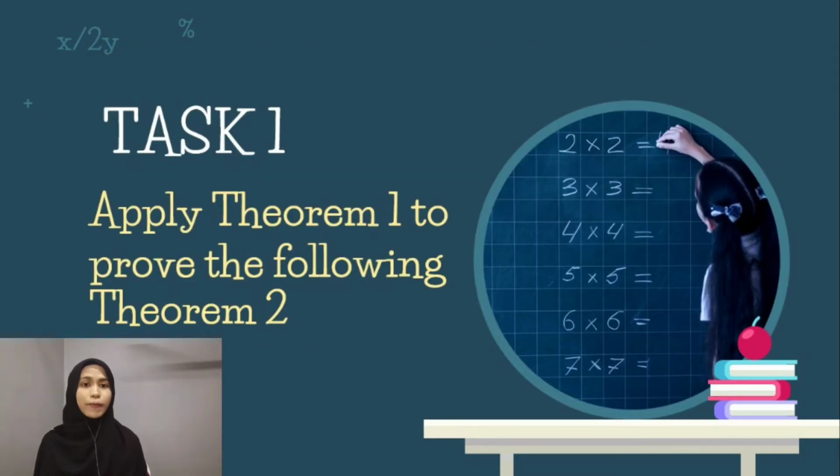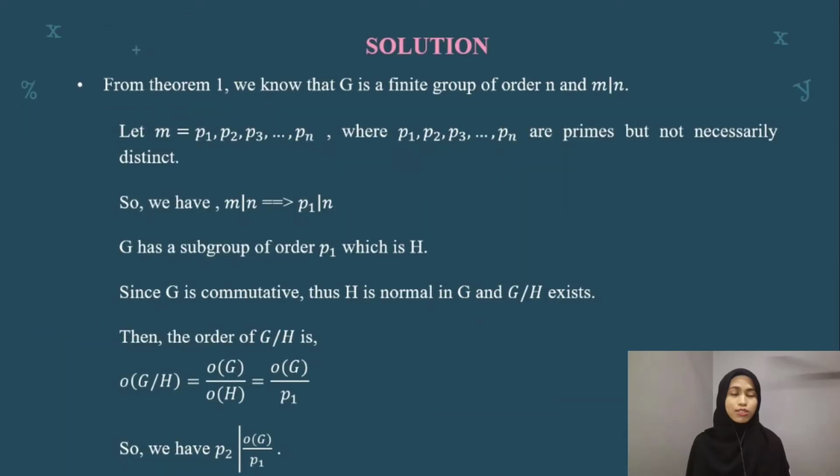Next, for task 1, it asks us to apply theorem 1 to prove the following theorem 2. So for the solution, from theorem 1, we know that G is a finite group of order n and m divides n. So we let m equal to P1, P2, P3 until Pn, where P1, P2, P3 until Pn are prime, but not necessarily distinct. So we have m divides n, so P1 divides n. From theorem 1, we also know that G has a subgroup of order P1, which is H. Since G is a commutative group, thus H is normal in G and G over H exists. So the order of G over H is order of G divided by order of H, equal to order of G over P1. Thus we get P2 divides order of G over P1.